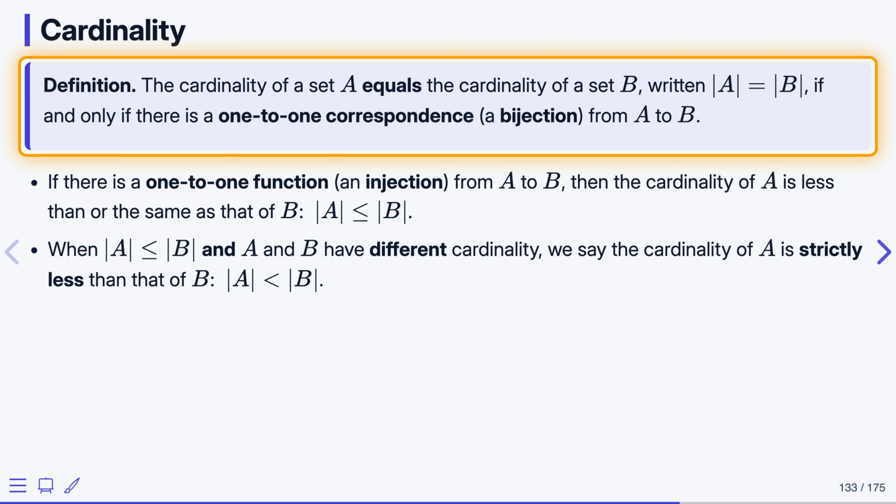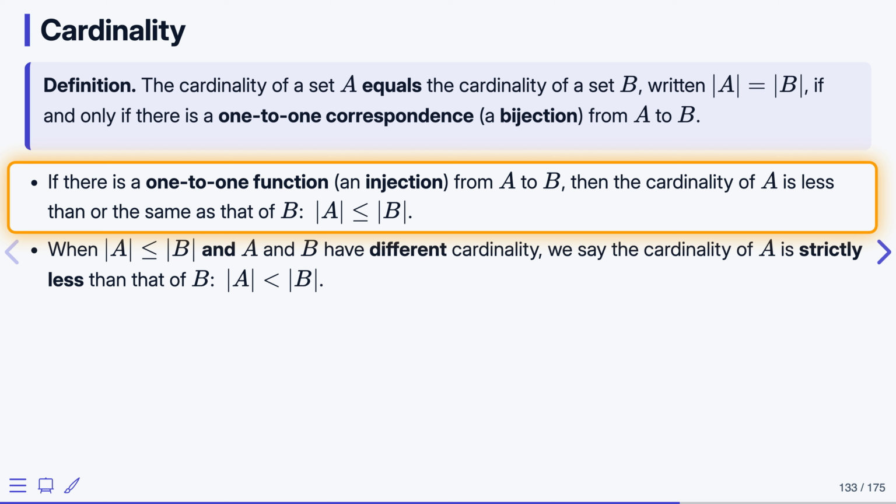Now the big new idea. To compare the sizes of two sets, we use functions instead of counting. Two sets A and B have equal cardinality if, and only if, there is a one-to-one correspondence between them. A one-to-one correspondence is also called a bijection. It pairs every element of A with exactly one element of B, and nothing is left over on either side.